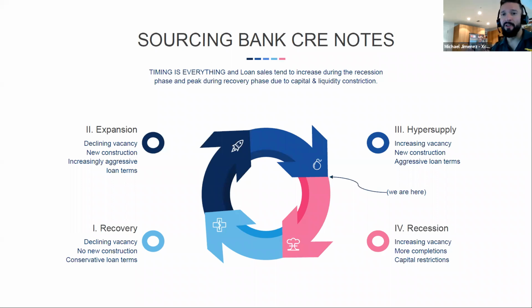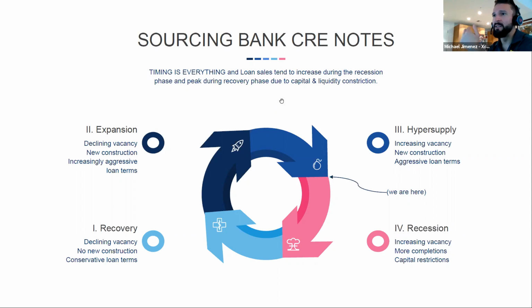Why is the value and the overall pricing index of commercial properties relevant to sourcing bank CRE notes? LTV, loan to value, right? That is the key element there, and also why these things are happening right now. Timing is everything. Loan sales tend to increase during a recession, right? That's why we're all on this chat, and why we've been working on this for the past few years.